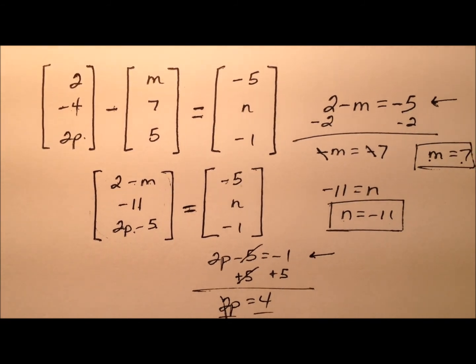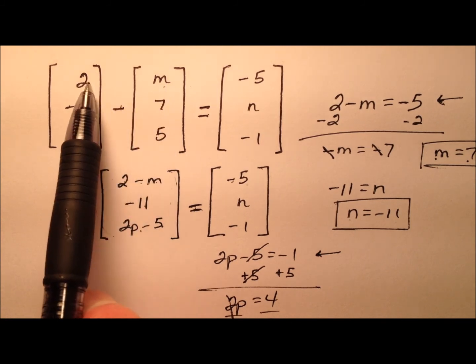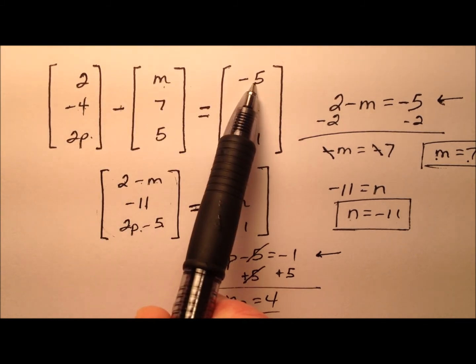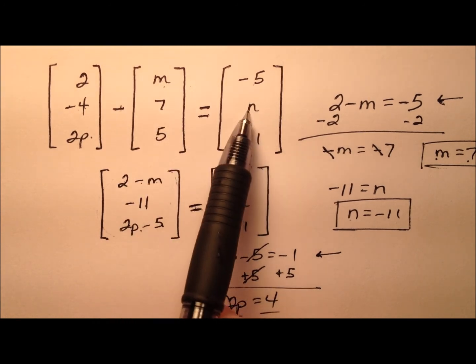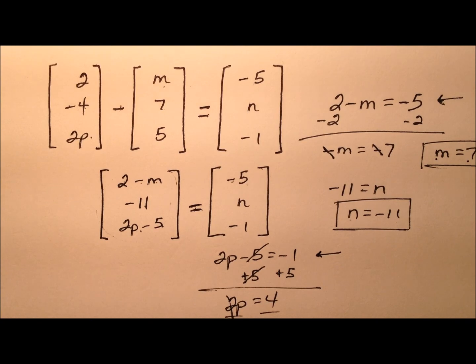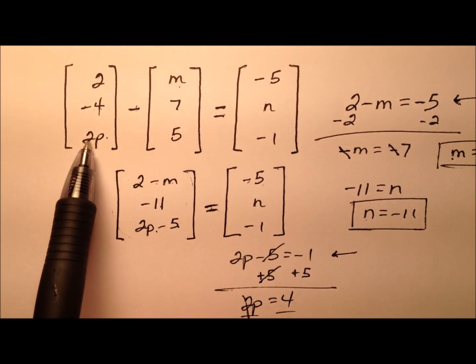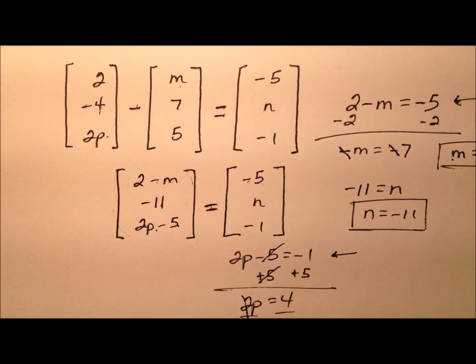And let's just go ahead and plug them in to verify. So we had our value of m was 7, so 2 minus 7 is negative 5. Yeah, that's true. And then negative 4 minus 7 is negative 11, so we said n was negative 11, and that's true as well. And finally, we said p was 2. So 2 times p is 2 times 2 is 4, and 4 minus 5 is negative 1. So that works out just fine.